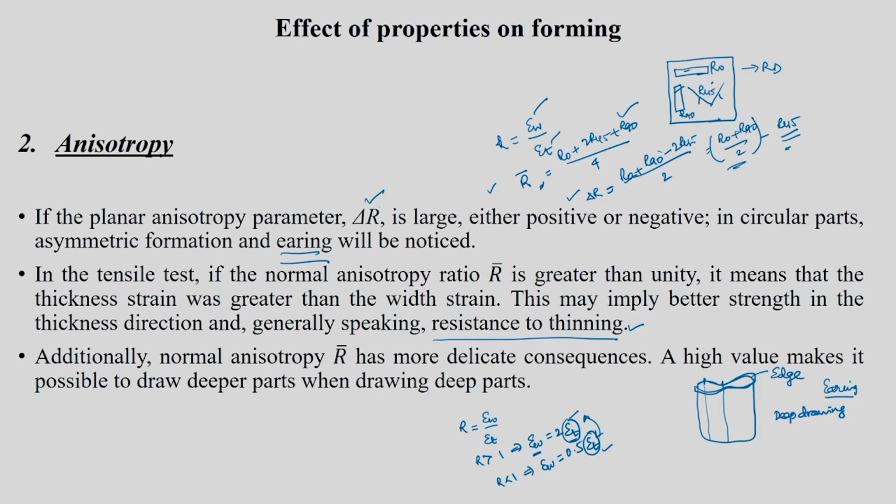So a higher value makes it possible to draw deeper parts. Suppose you want to draw deeper parts, then a higher value of R bar, or R. We take a cumulative value, that is the average value R bar, which should be larger. So R bar has to be larger. Why? Because you have good resistance to thinning, and delta R has to be lower. Why? Because you have to avoid this earring problem.